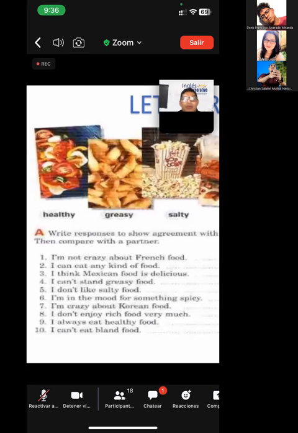Number six. A Dennis. I'm in the mood for something spicy. I do too. Number seven for Jocelyn is I'm crazy about Korean food. So am I. Number eight para Dennis. I don't enjoy rich food very much. Neither do I. Number nine. I always eat healthy food. So am I. Okay. La última.